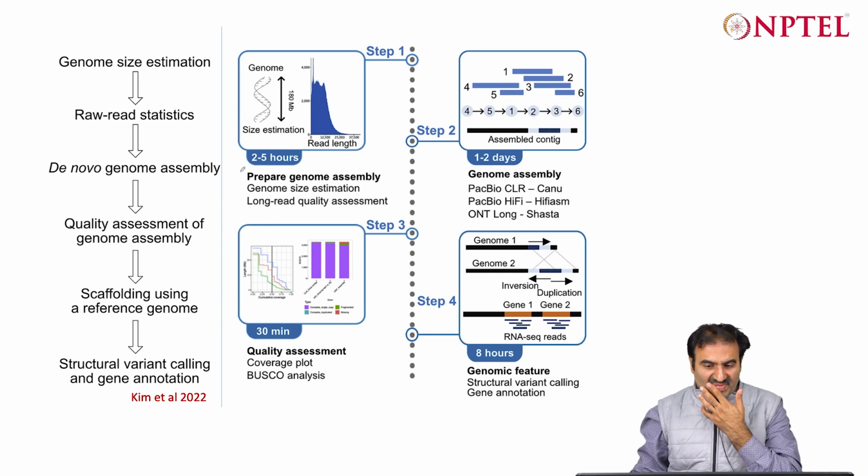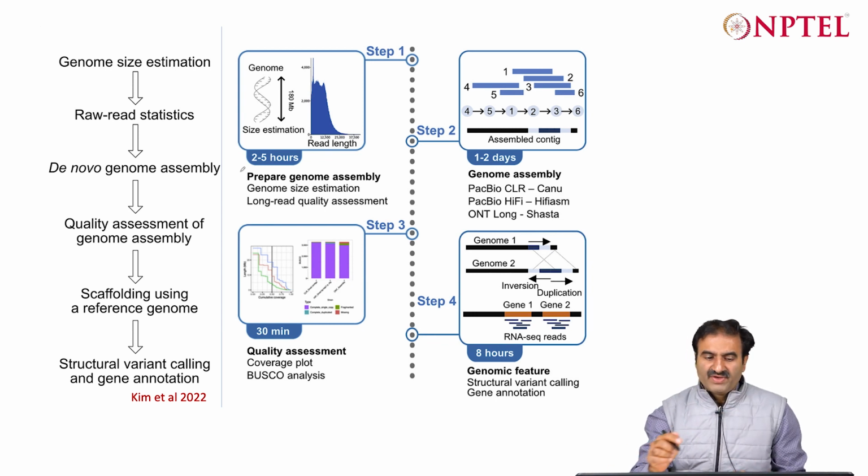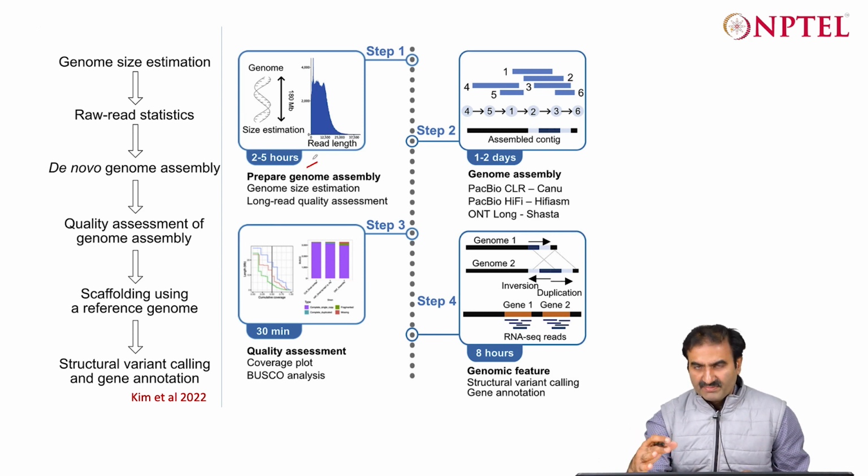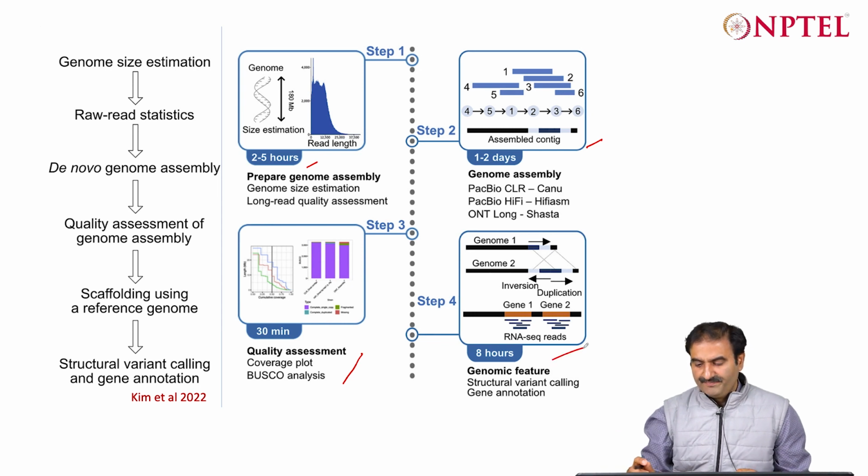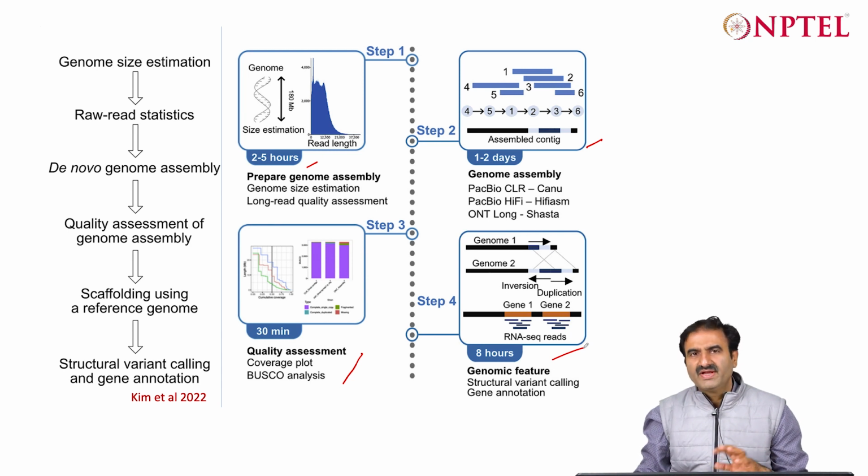Right. So typically the first steps like genome size estimation may take about 2.5 hours. This is an example for the Drosophila genome. Then for assembling the contigs, about 2 days. For quality assessment, BUSCO, coverage, Jellyfish, etc., about 30 minutes or more. And for the assembly and variant calling, a few hours. So this is a rough idea for a smaller genome.